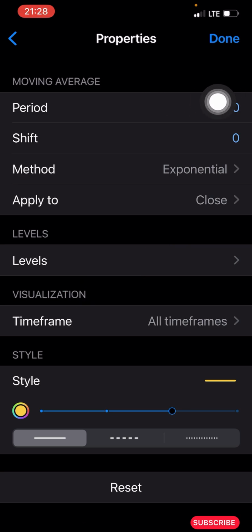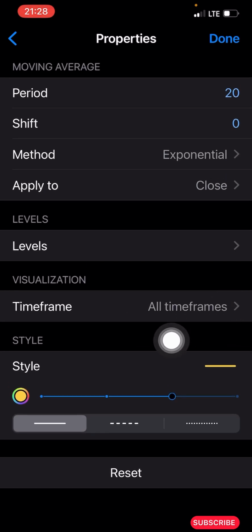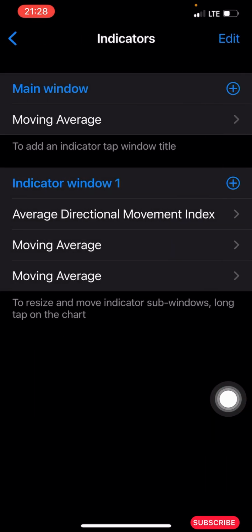The period is 20, shift is 0, method is exponential, apply to is close, the level you leave as it is, time frame is all time frame, the style you make it color yellow, 3 pixel, and you click on done.